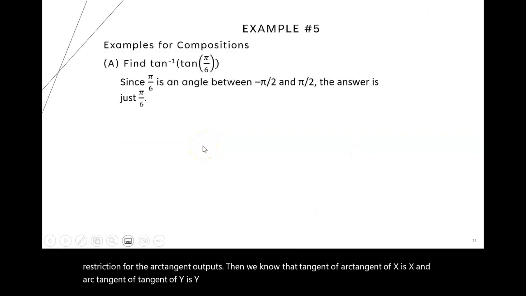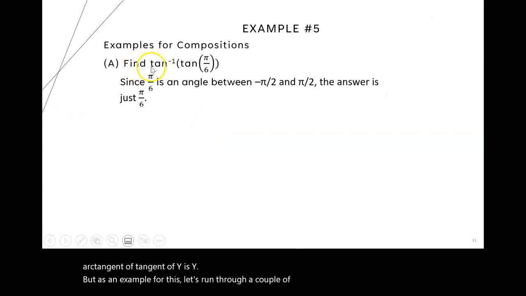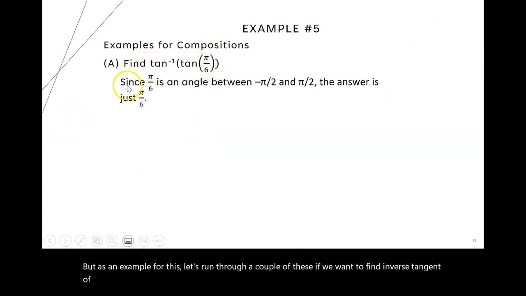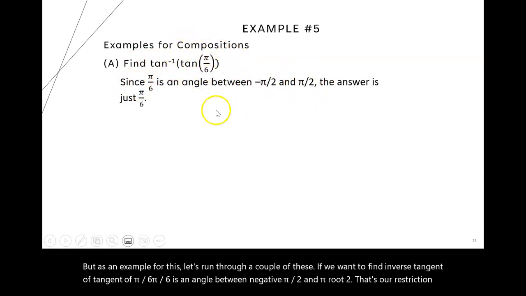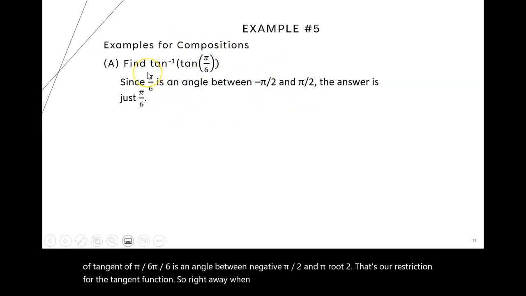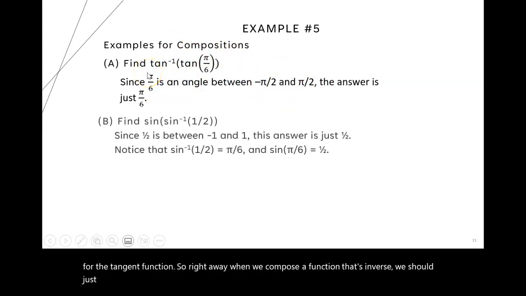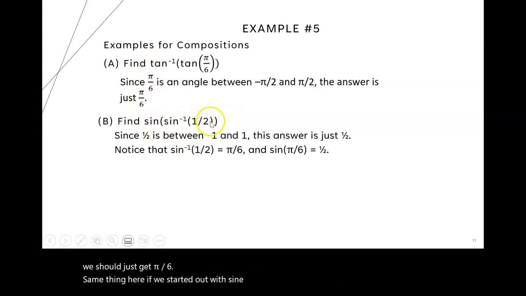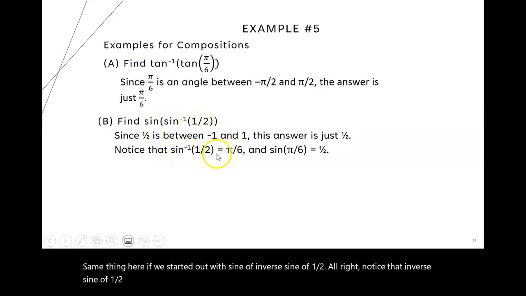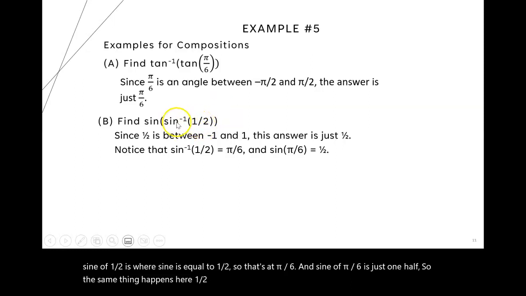As an example for this, let's run through a couple of these. If we want to find inverse tangent of tangent of pi/6, pi/6 is an angle between negative pi/2 and pi/2. That's our restriction for the tangent function. So right away, when we compose a function and its inverse, we should just get pi/6. Same thing here. If we started out with sine of inverse sine of 1/2, notice that inverse sine of 1/2 is where sine is equal to 1/2. So that's at pi/6. And sine of pi/6 is just 1/2. So the same thing happens here. 1/2 is a value between -1 and 1, so it works for the domain for inverse sine.